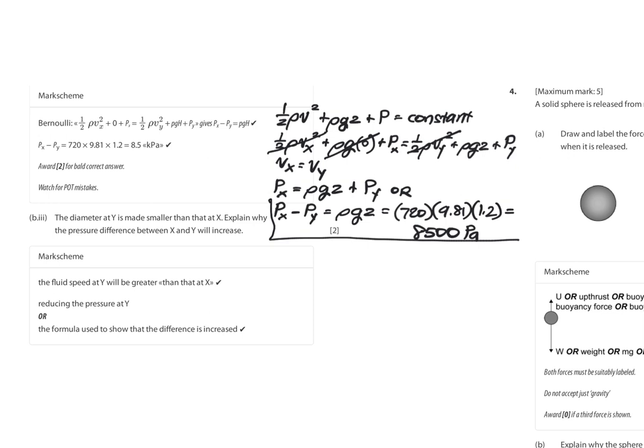And then we have BII, which says the diameter at Y is made smaller than at X. Why is there going to be an increase in the pressure difference? Well, there's going to be a difference in the speed, again, because that's the continuity equation. AV is equal to a constant.